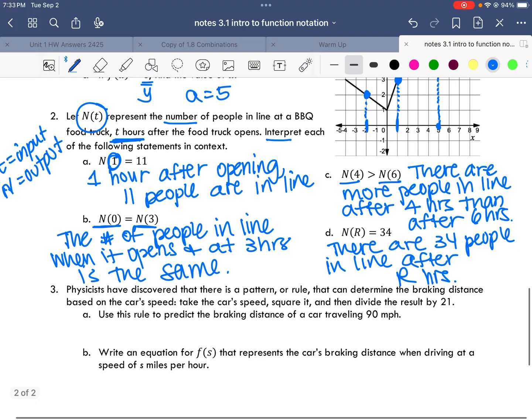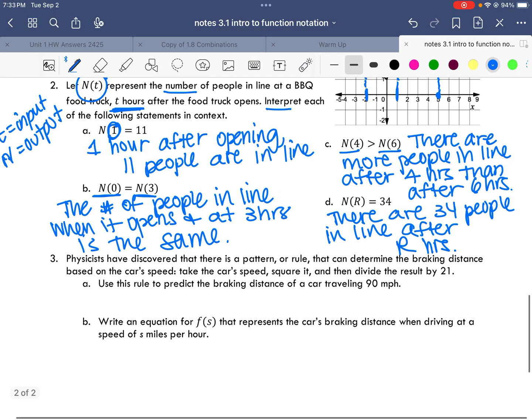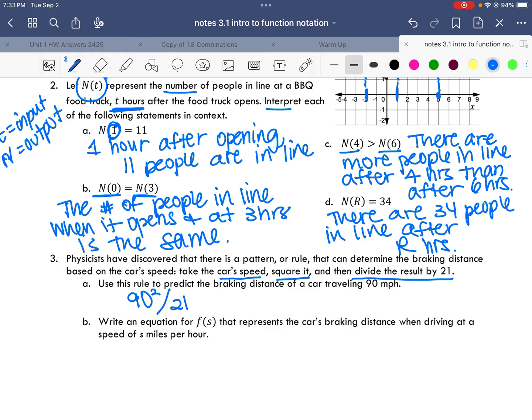Okay, let's take a look at this last one. Physicists have discovered that there's a pattern or rule, right? That's what a rule is, a pattern that can determine the braking distance based on the car's speed. Take the car's speed, whatever the speed is, we're going to square it, so to the second power, and then divide that result by 21. Use this rule to predict the braking distance of a car traveling 90 miles per hour. So we're supposed to take the speed, square it, and divide that by 21.